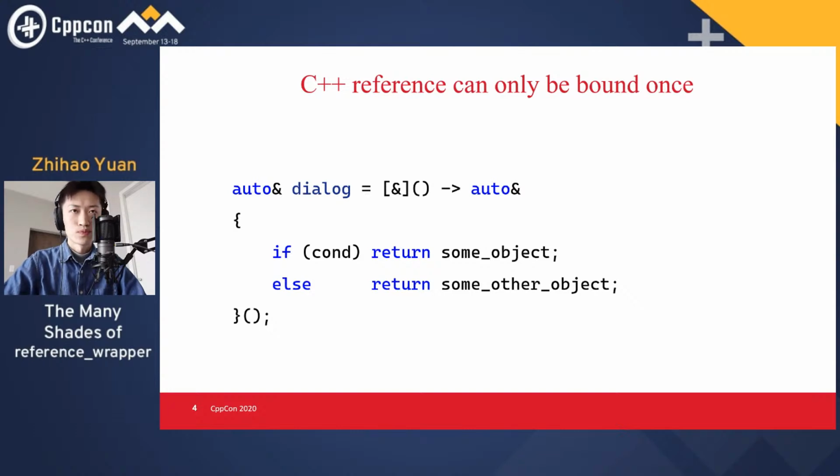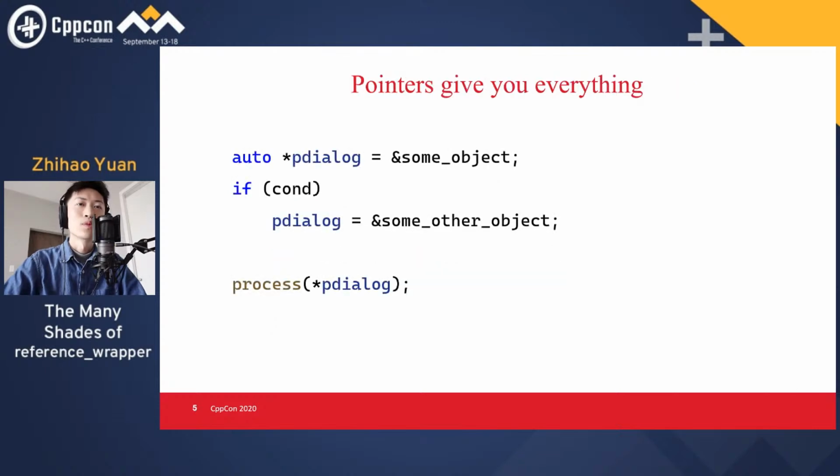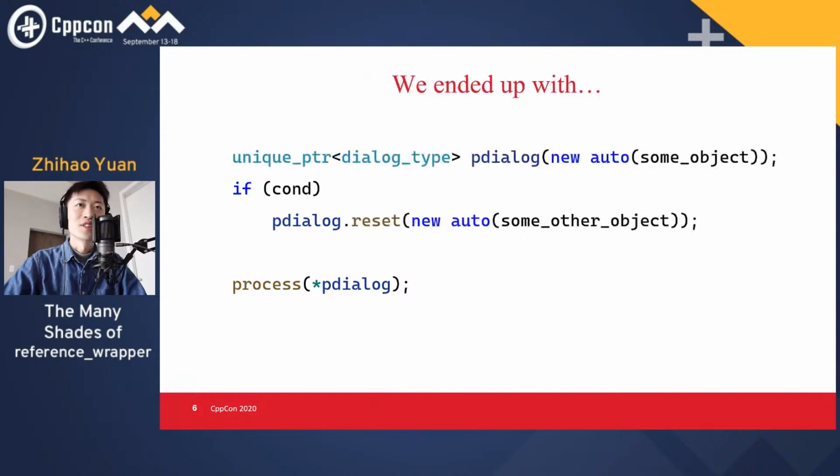So, a reference is just a pointer with a different syntax, roughly. Pretty much everything a reference can do can be done with pointers. So why don't we try pointers? It works, gives you the right semantics, but hey, it's modern C++. No more raw pointers. Let's make it smart. Then we ended up with this.